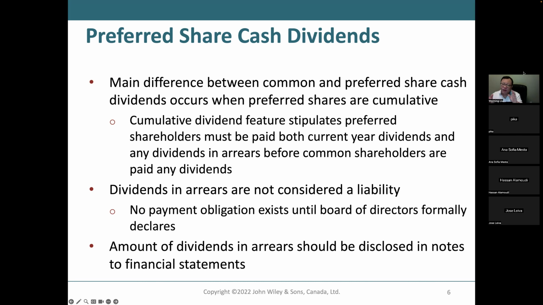So if you have an accumulation of dividends in arrears, but there's no dividend declaration, those balances in arrears are not your liability. That liability is only triggered when the board of directors makes an announcement about the dividend. The amount of dividend in arrears will not be reported as a liability on the balance sheet, but it has to be disclosed in the notes to the financial statements.